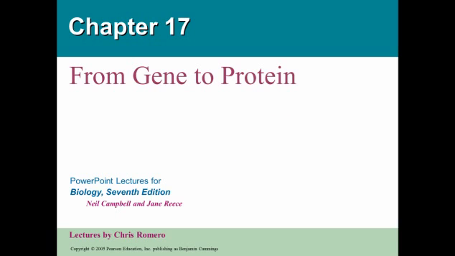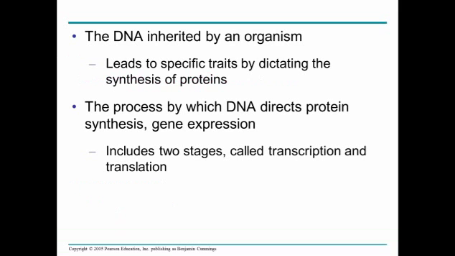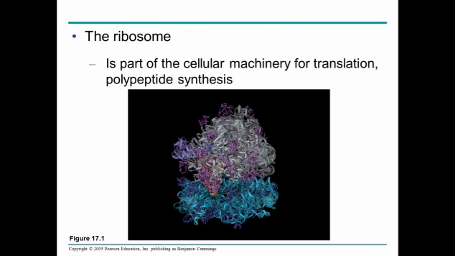This is Campbell's Biology, Chapter 17, Gene to Protein. So we're talking about how to convert DNA into protein and how genes get expressed, basically. That's what we're describing here. And it's two stages, transcription followed by translation. The translation portion is done by the ribosome. Here's a diagram, an image, a ribbon model of a ribosome. Small subunit on the bottom, large subunit on the top.